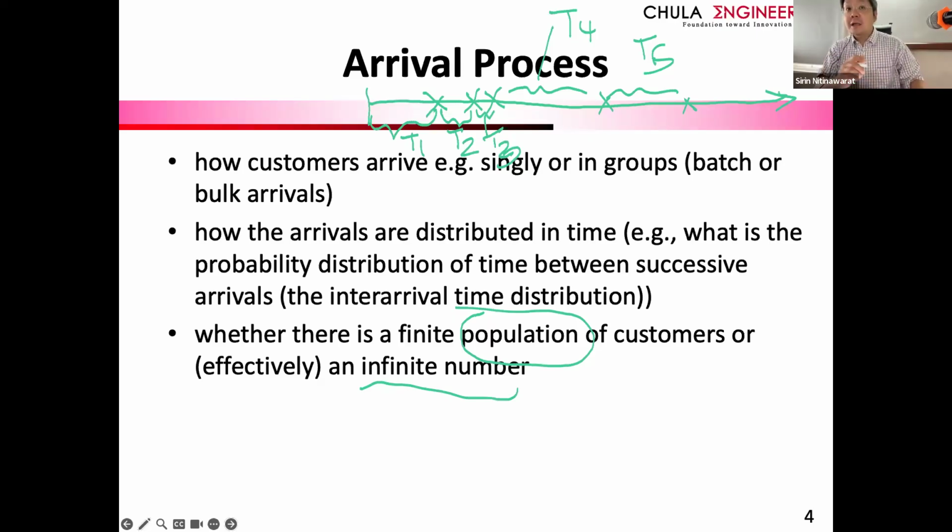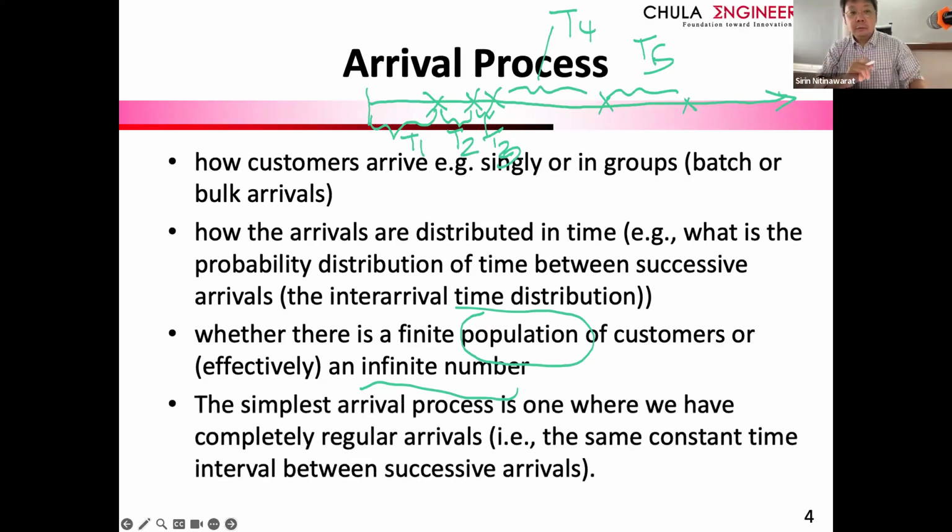But for other situations, this pool size is finite, okay? And that's when you have to take it into account as well. So having talked about the arrival process, it'd be instructive to think about the simplest arrival process you can think of. What do you think it is?